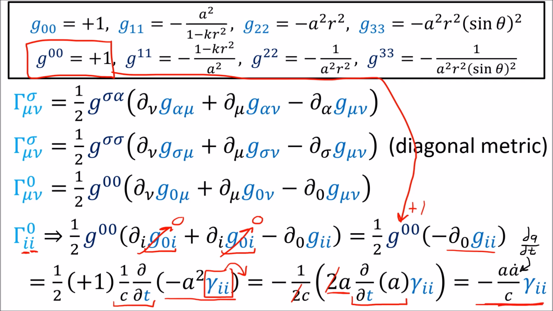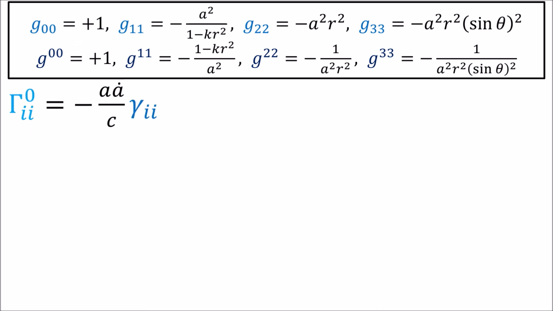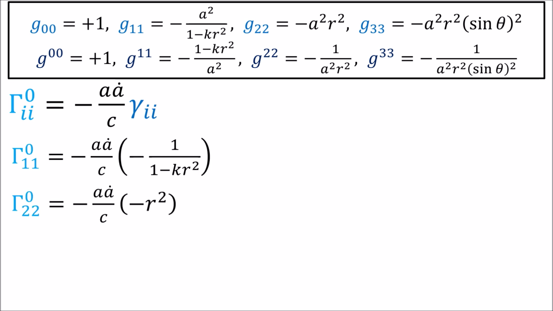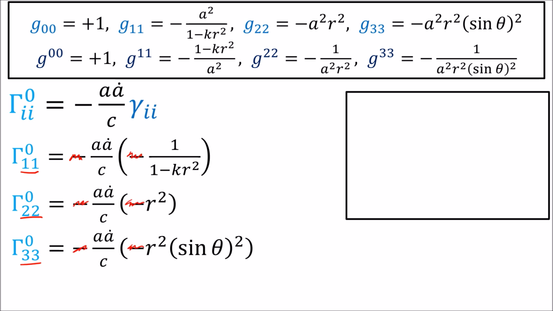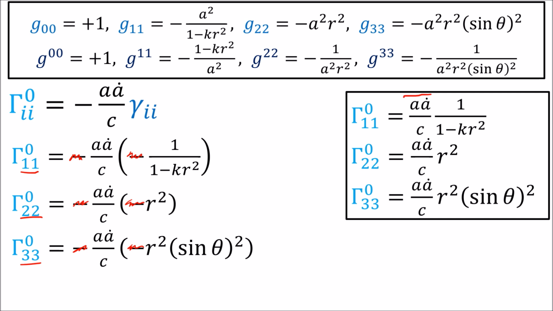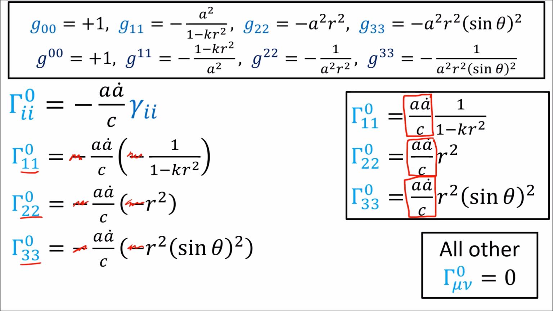So given this formula and plugging in the three different values for gamma ii, we get three connection coefficients where the lower indices are 1, 1, 2, 2, and 3, 3. In each case, the negative signs cancel, and we get three connection coefficients which start with a dot over c, and then have a second factor that's different depending on the spatial index. It turns out that all the other connection coefficients with a 0 index on top go to 0.